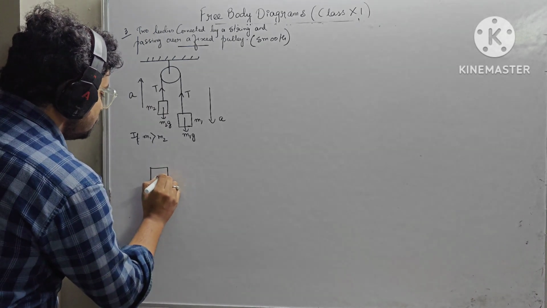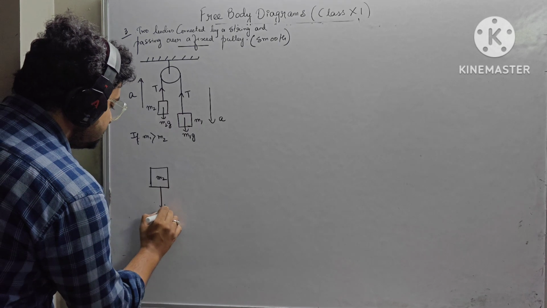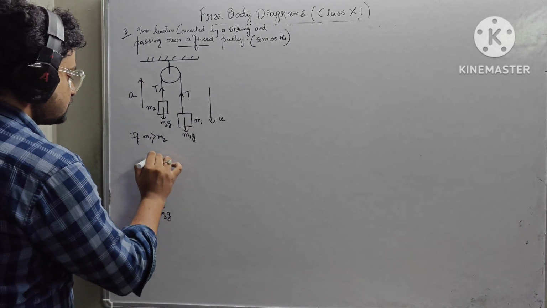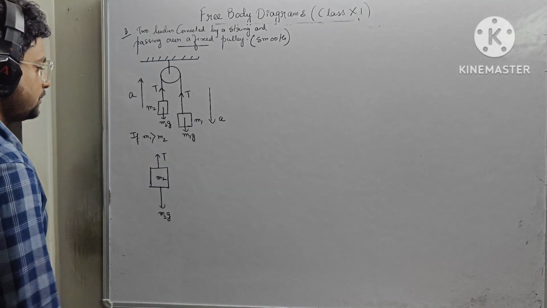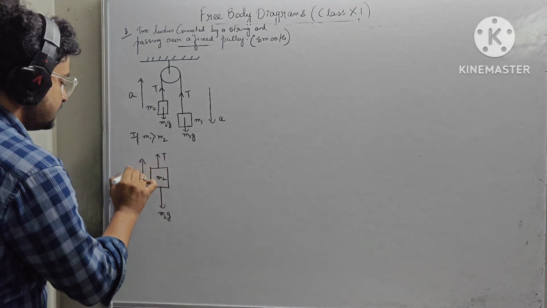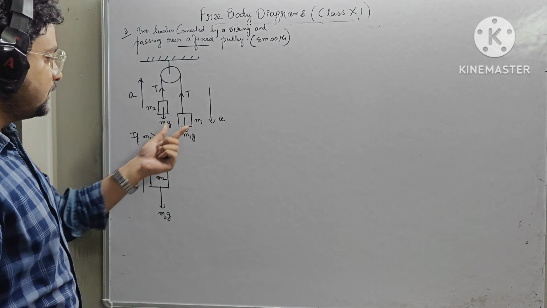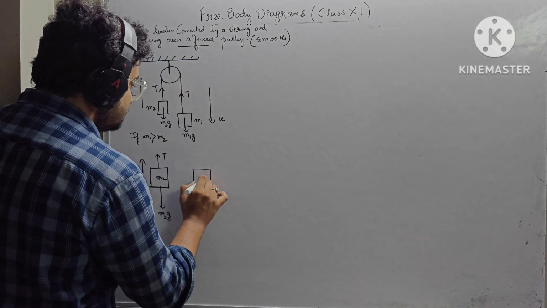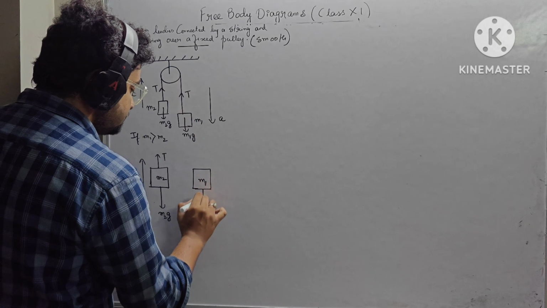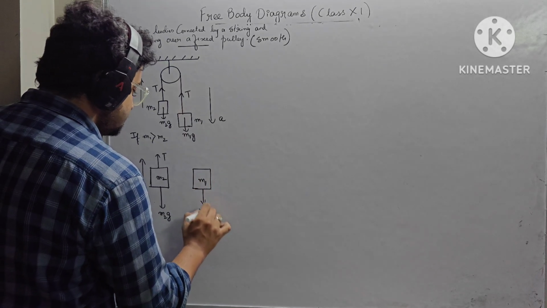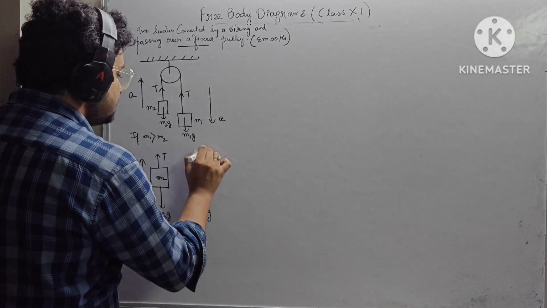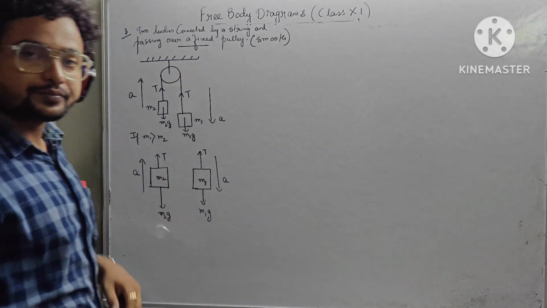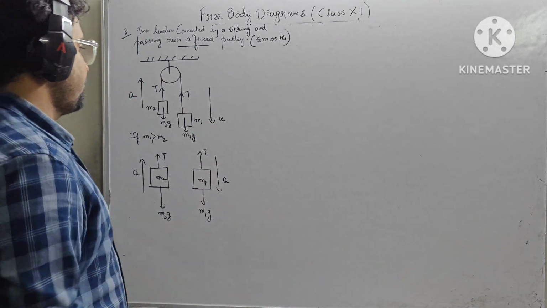This is your M2. What are the forces that are acting? See, M2G is acting. Over here tension is acting, and this is the acceleration. For M1, this is M1. M1G is acting. In this direction, tension is acting, and this body is going in the downward direction, A. Right.